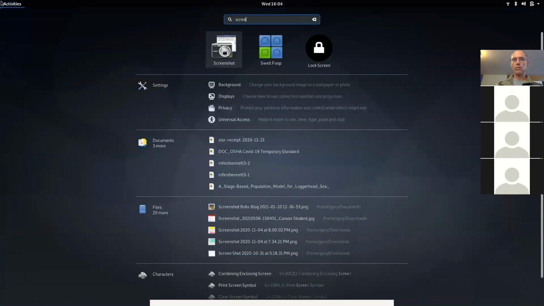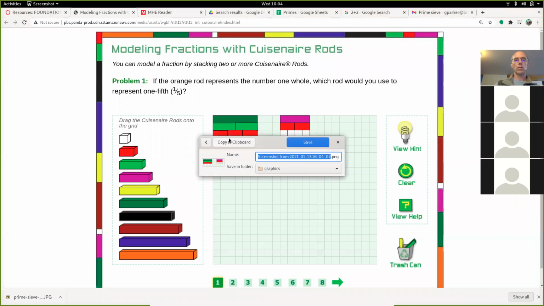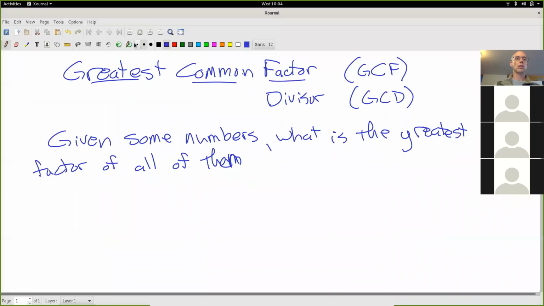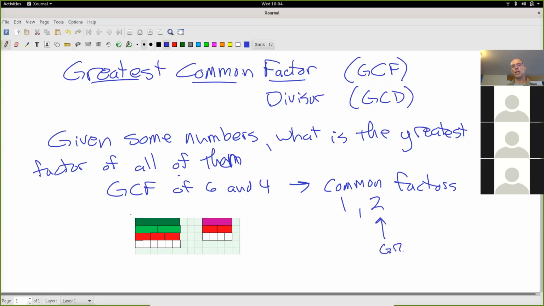Let me grab a screenshot of that so I can scribble on it. All right, got it. So we're just looking for the greatest common factor of 6 and 4. As far as common factors go, they have common factors of 1, the white, or 2, the red. And 2 happens to be the greatest of those common factors. So that's the simple way to look at it, and we can do that for any number. The bigger the number is, the harder it is to do with these toys, but with kids, we're just trying to get the basic idea with small numbers.